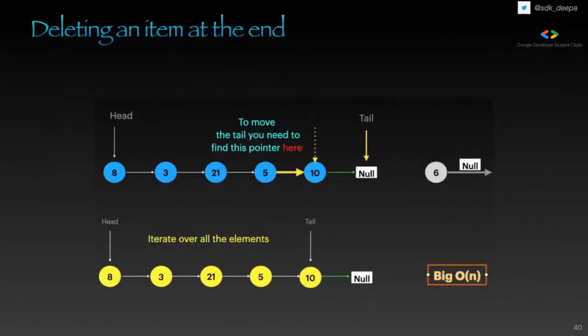Now the tricky part with a linked list is deleting an item at the end. When we remove an item at the end, the tail cannot go back. For example, I'm trying to remove number 6 from here, and the tail cannot go back like this. So for you to do that, you have to iterate over all the items on the list, and it takes linear time for that.